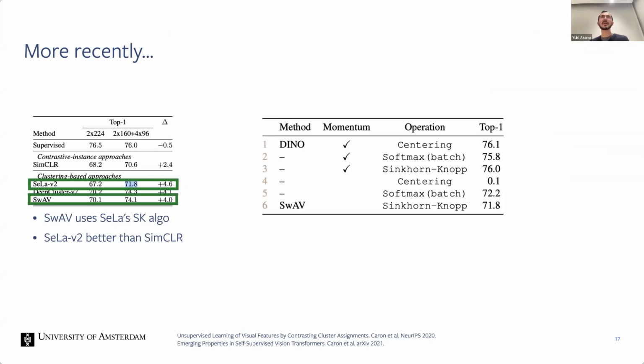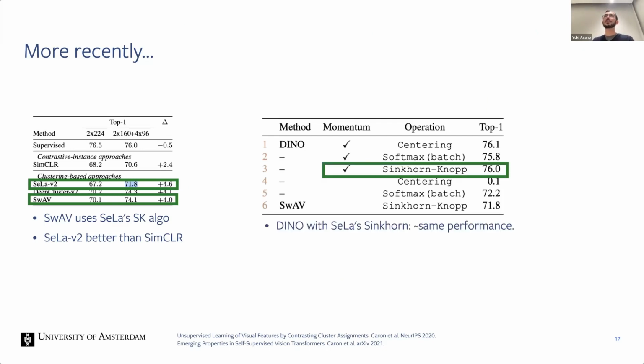And then finally, you might have heard about the method DINO, also from Facebook, which is essentially doing Sinkhorn-Knopp optimal transport, except instead of using the matrix multiply, they're using a centering operation. So you can still find the same algorithm working in these various kinds of self-supervised learning setups.